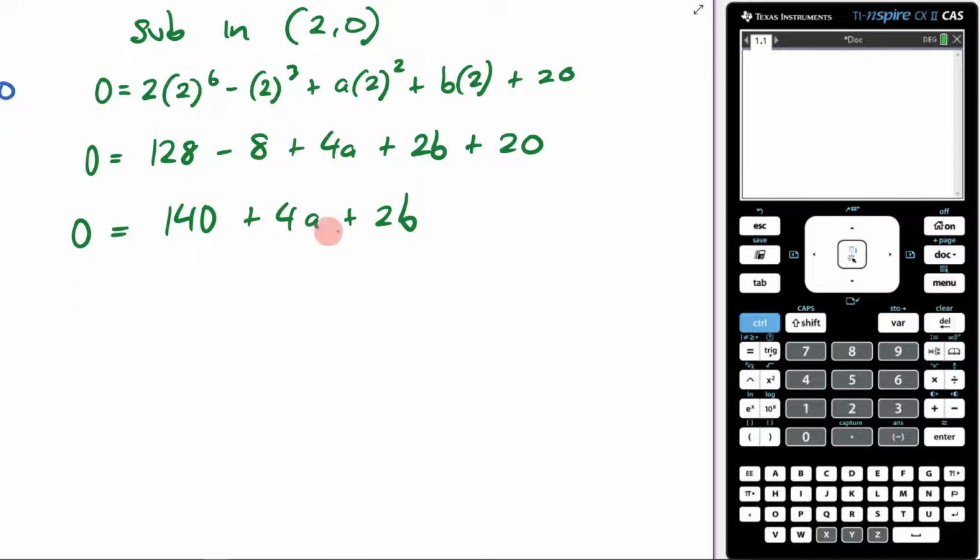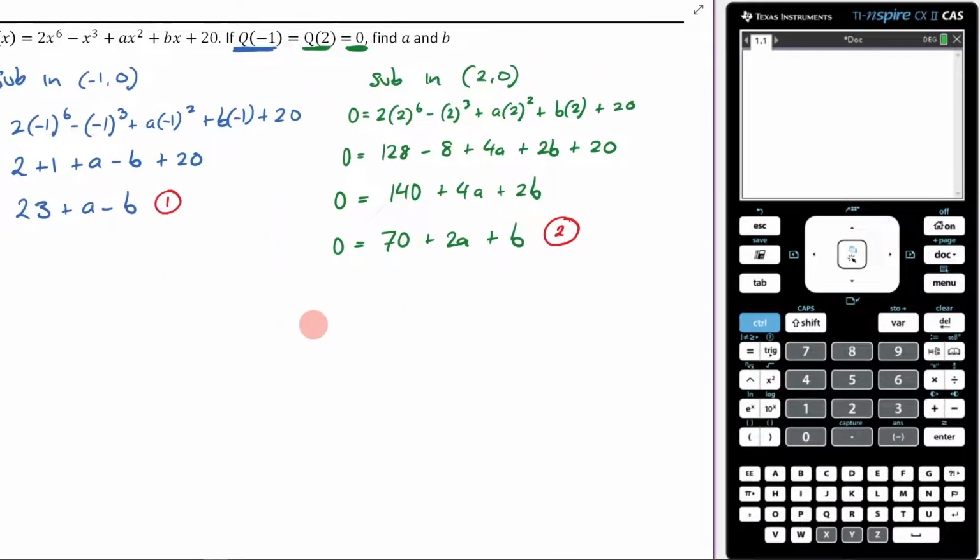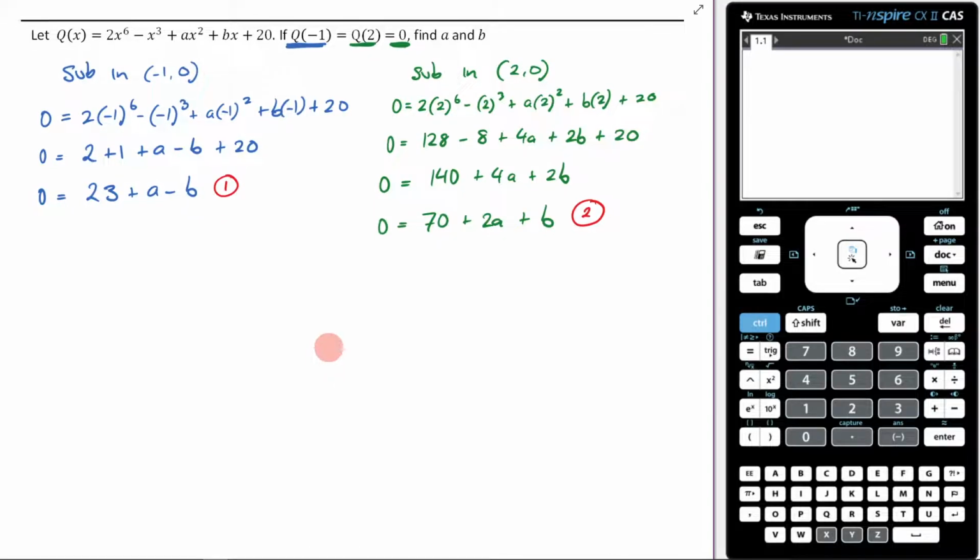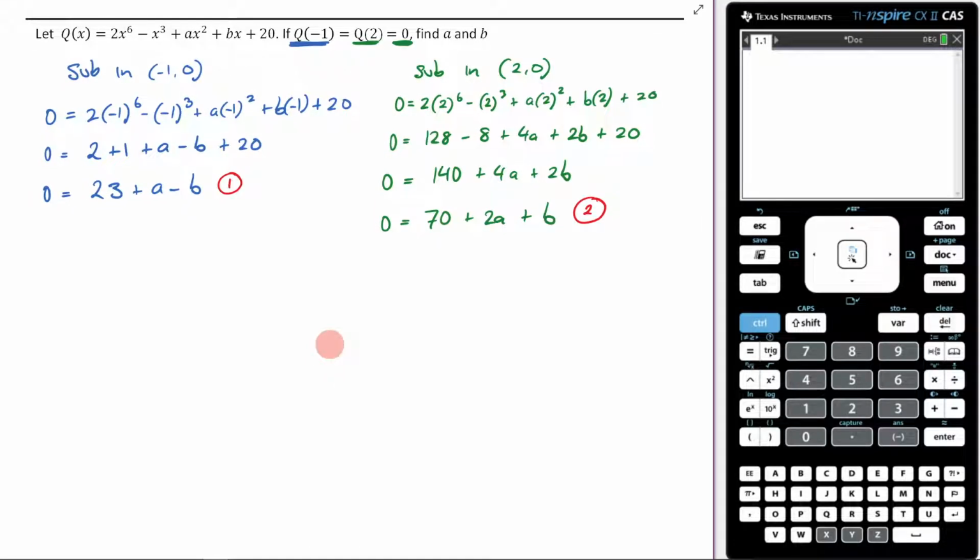I will then divide both sides by 2. 0 divided by 2 is 0. Half that, that's 70. Half that, that's 2a. And half that, that's b. That is now going to be our second equation. So that is number 2 there. All right, the next thing that we're going to do now is see if we can solve these using simultaneous equations. So remember, when you're using simultaneous equations, what you want to think is, all right, what do I have to do to get rid of one of the pronumerals?